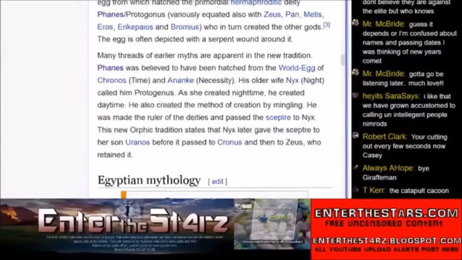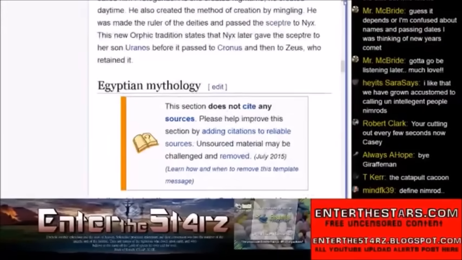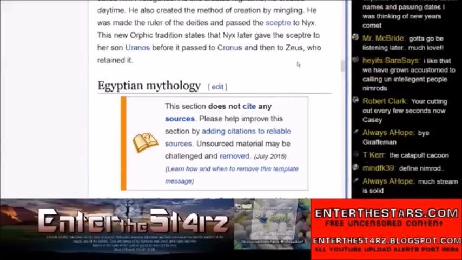It says here his older wife Nyx called him Protogenius. As she created nighttime, he created daytime. He has also created the method of creation by mingling. He was made the ruler of the deities, passed the scepter. The Orphic tradition states that Nyx later gave the scepter to her son Uranus before it passed to Kronos and then to Zeus, who then retained it.